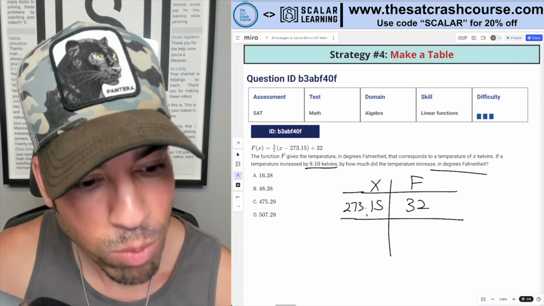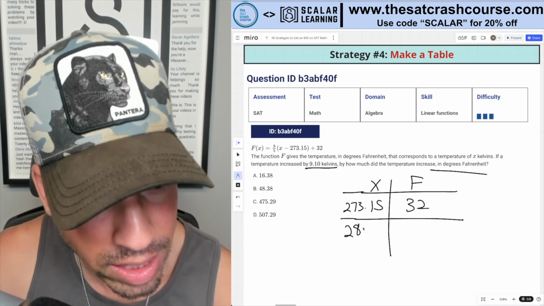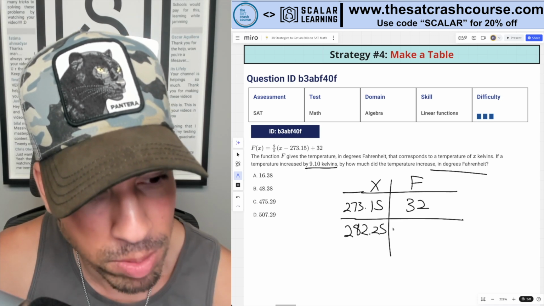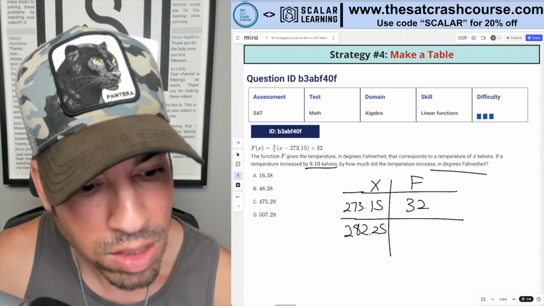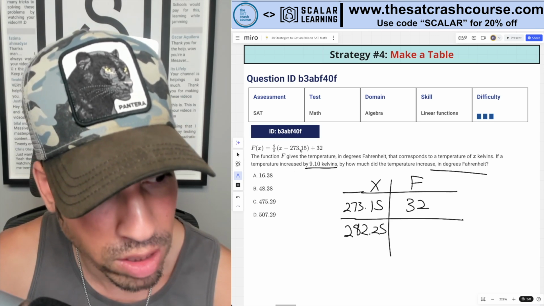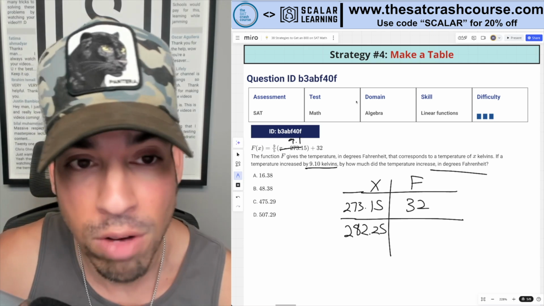Beautiful. Now I'm going to increase this by 9.1, so I've got 282.25. I'm even able to do that nicely and mentally. And then I'm going to plug that in here. Well, since I know that this is 9.1 greater than this value, the difference is going to be a nice 9.1. Now I'll finish it off in Desmos.